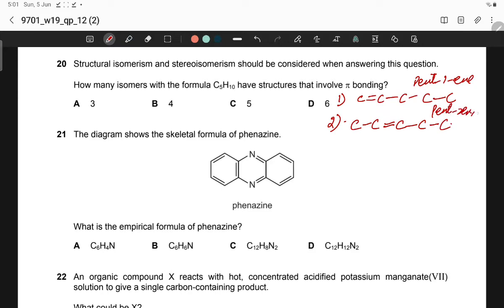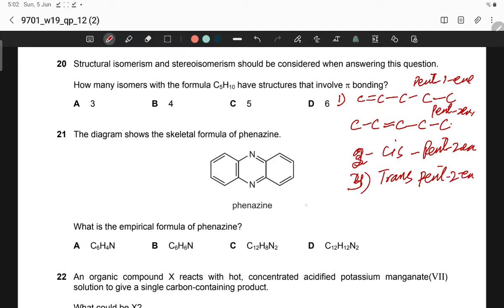Number 2 is pent-2-ene. Number 3 is cis pent-2-ene, and fourth isomer is trans pent-2-ene. Fifth isomer is 2-methylbut-1-ene.